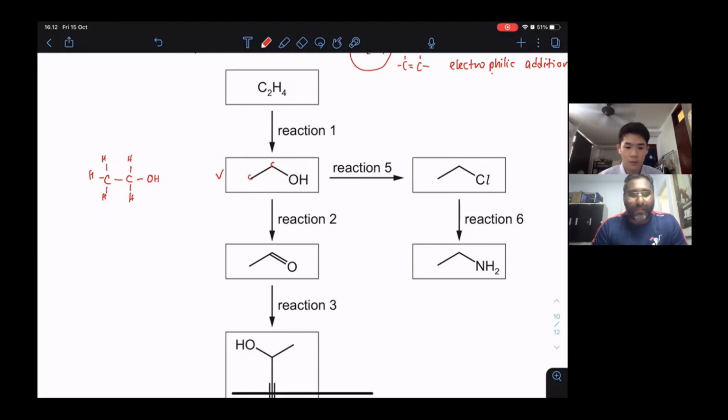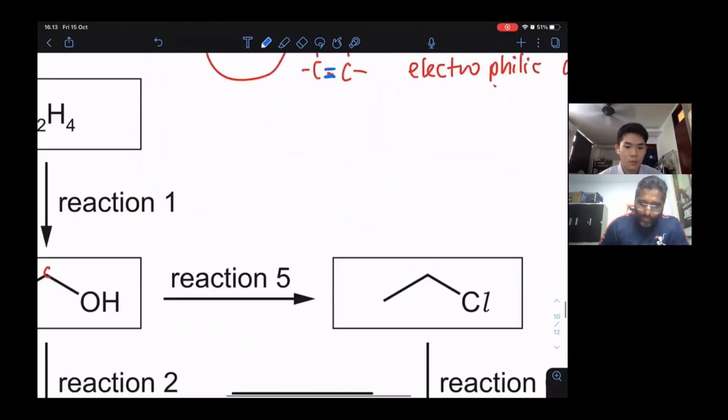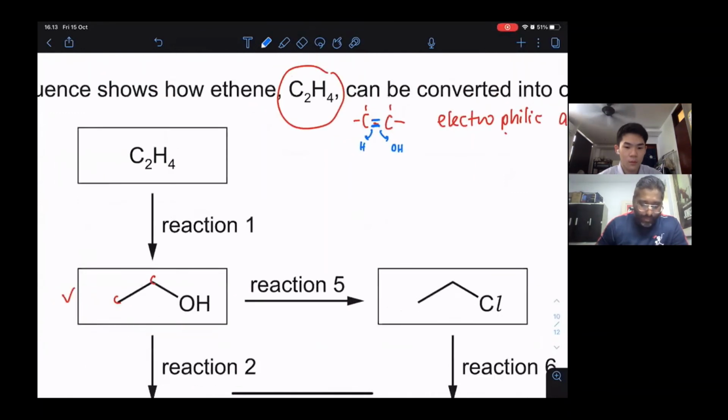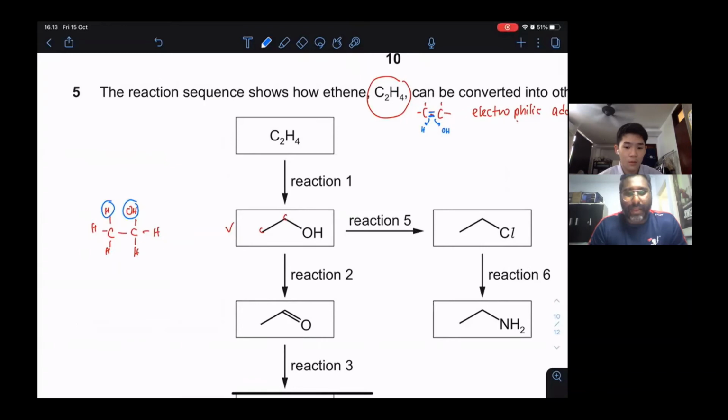Why can we see it more clearly? Because the moment, it's not appearing over there on my iPad. Hold on. Okay, now it's appearing. If I put the OH over there, we can see that the double bond is going to be broken. One of the carbons will have OH, and the other is going to be H. It means that H and OH are coming in. So they are going to be added to this particular substance.